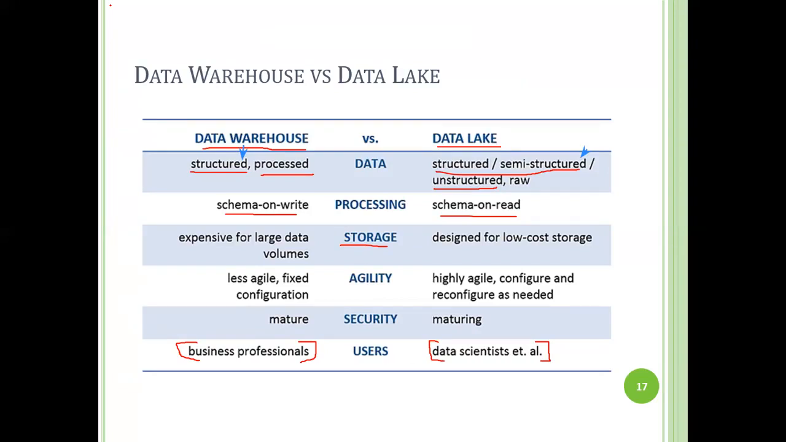So what is the understanding about agile? Less agile means fixed configuration; highly agile means configure and reconfigure as needed, right? Agility is nothing but splitting the entire work into small pieces of work and doing them in parallel. Agility in a data warehousing environment you can do very little, but in a data lake environment we can go for high agility.